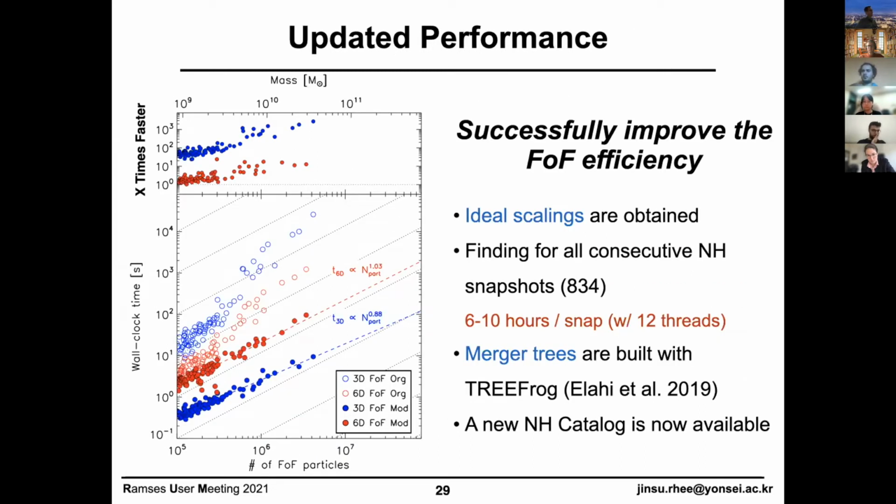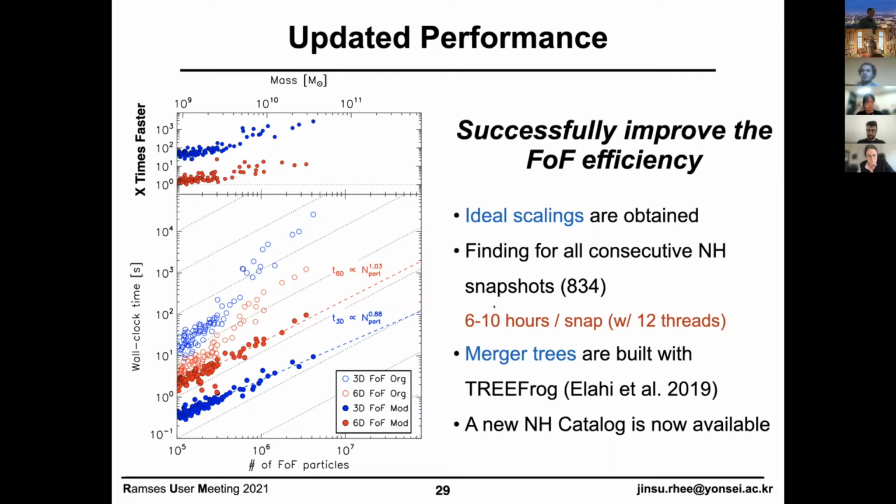Finally, we bring the final performance result of using all implementations. The left figure shows the wall clock time with original and updated results drawn together. We note that the final result follows the ideal scaling relation of n log n, shown as dotted lines here. The speed improvement is about 1,000 times faster for the 3D FoF and 10 times faster for the 6D FoF. So now it's feasible to find galaxies in the New Horizon simulation.